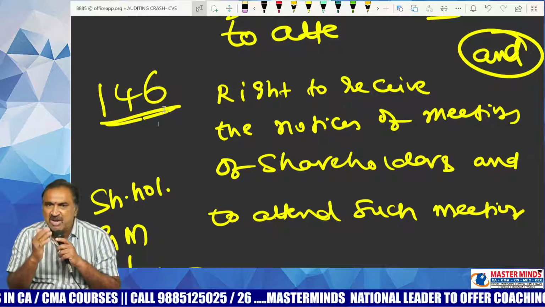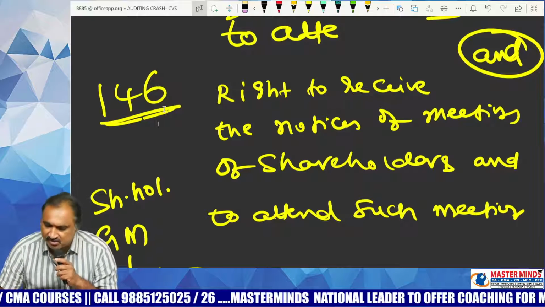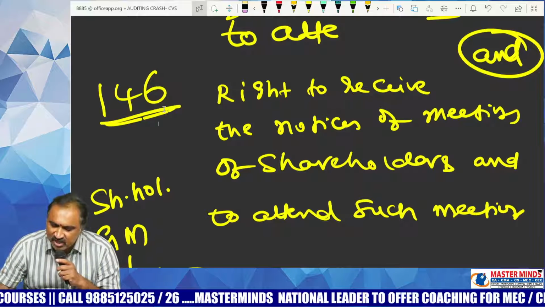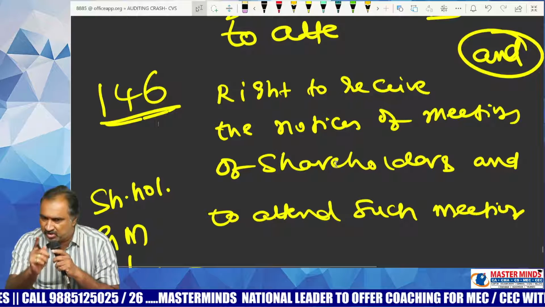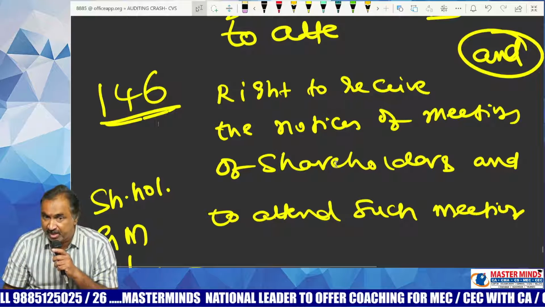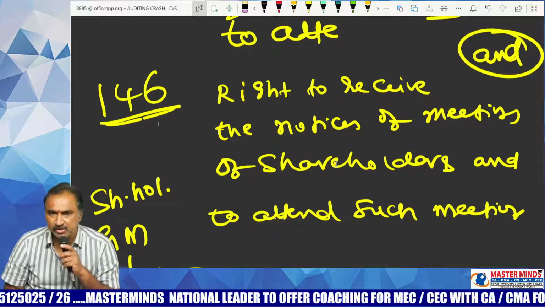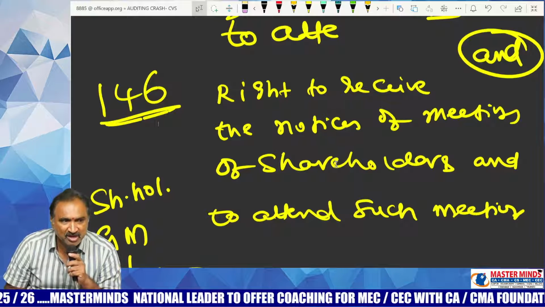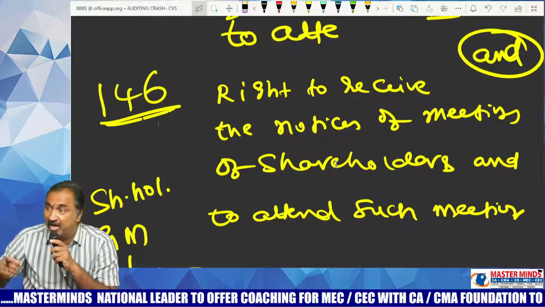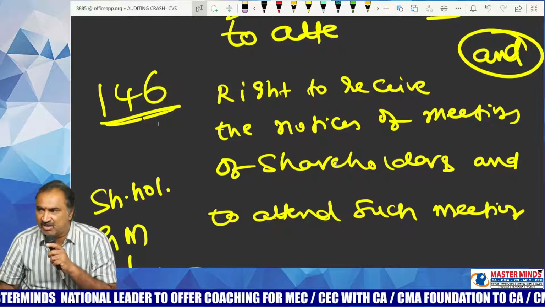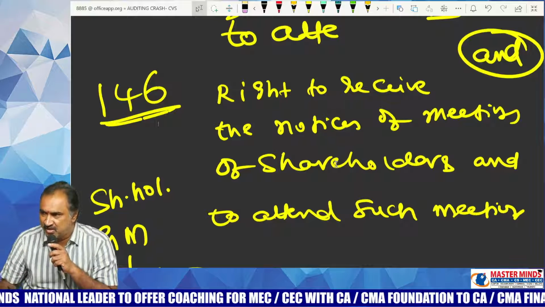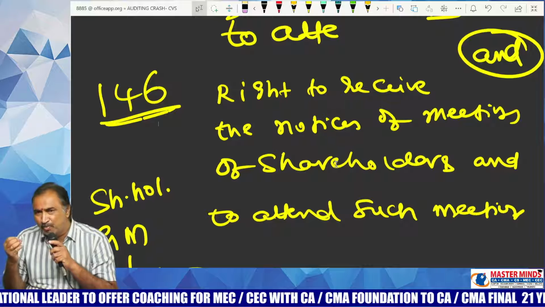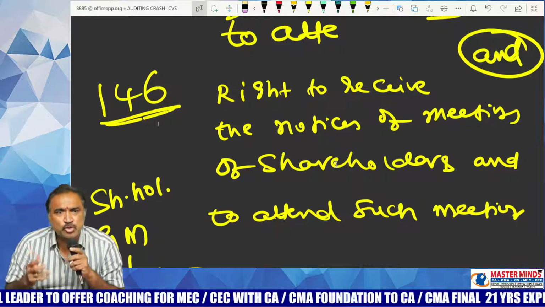That is the first part of section 146: right to receive the notices of the meetings of the shareholders. Once you receive notice from the company, it becomes a duty on the part of the auditor to attend such meetings. So the same section contains both the right of the auditor as well as the duty of the auditor.